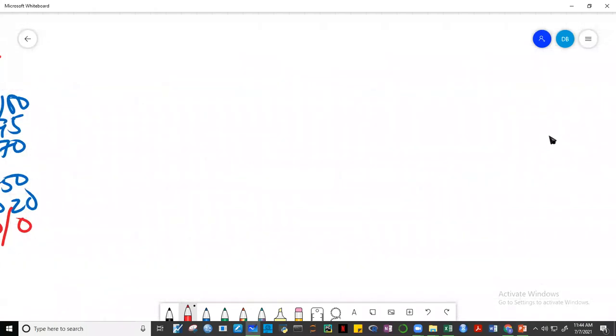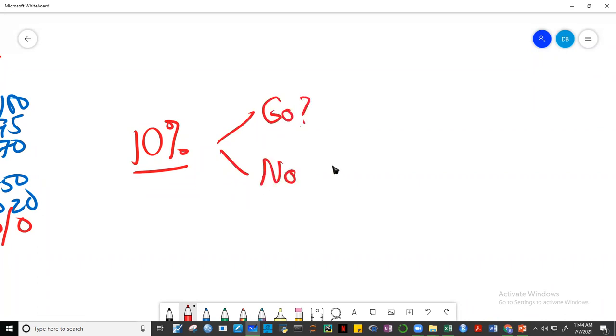Yung return ng business is 10% pala, sorry. 10% yung return ng business. Question, go ba to or no go? Yung iba, no. Kay Job, okay lang. Kay Liam, no. Sino pa, guys? Benj, no. Kay Rina, no. So, go ba to or no go? Yung question natin. Kay Charmaine, no. Kay John, pwede na.